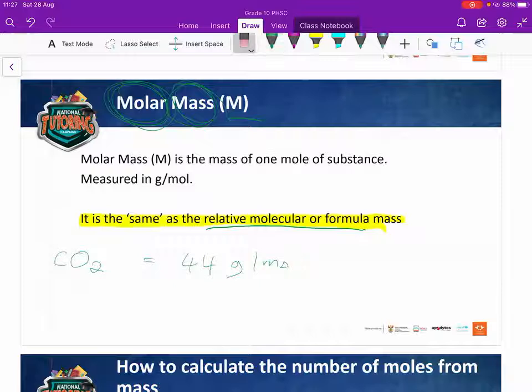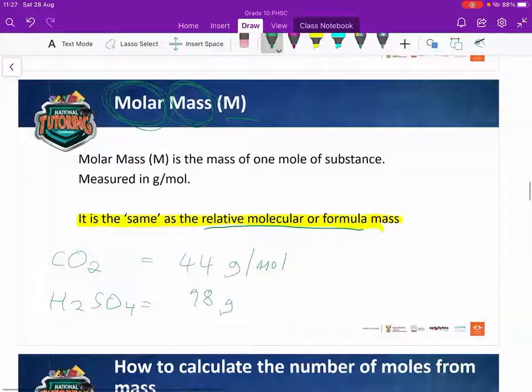So that line means divide, per, grams per. And then, what else did we have? We had H2SO4, which was 98. So now that's the relative molecular mass of H2SO4, but now we can say that's also the molar mass. So we know that 1 mole of H2SO4 is 98 grams. 98 grams per mole.